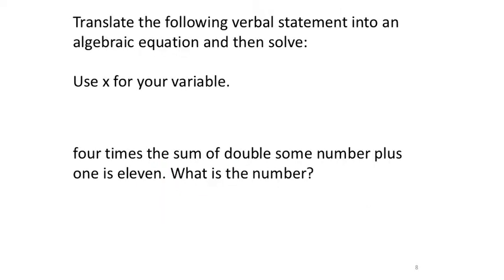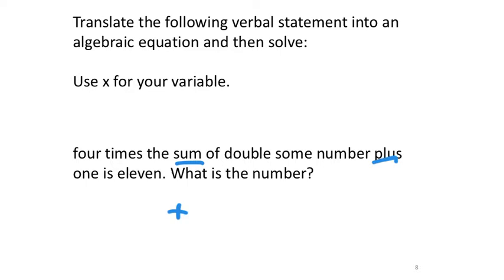And same idea, we'll write the equation, then we'll solve for x. We'll force you to use x, no problem. 4 times the sum of double some number plus 1 is 11. What is the number? Okay, well, let's just start out here. It says 4 times the sum of double some number plus 1 is 11. And they kind of use the word sum here twice, right? Sum and plus. And we know that is addition.